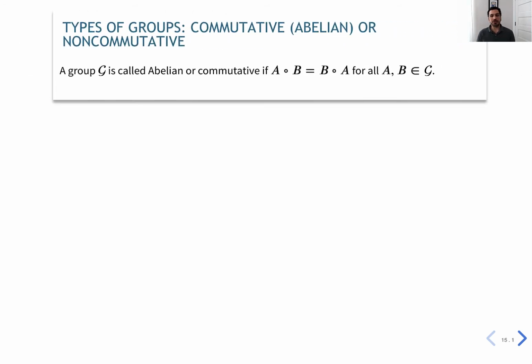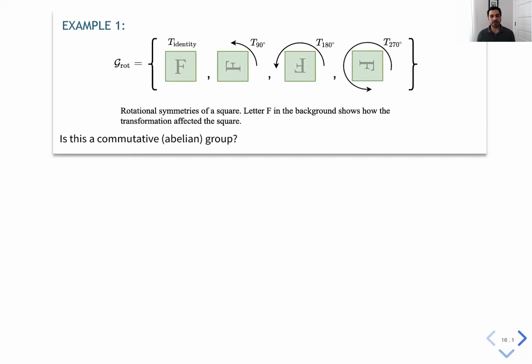There are also commutative or non-commutative groups. The commutative groups are called abelian groups. For instance, is this rotation group an abelian group? And the answer is yes, because the operations commute.